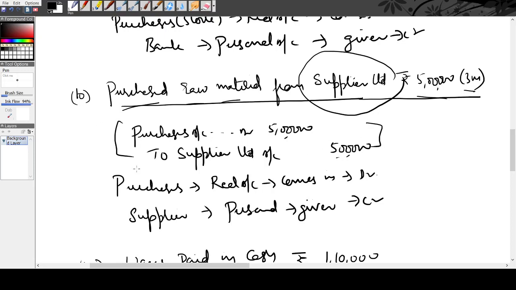Actually in a journal we only record this entry and we just write a small narration being stock purchase from Supplier Limited. That's it. This I'm writing only for the sake of understanding. So this logic is only for the purpose of understanding.